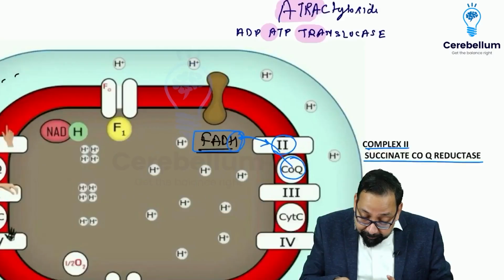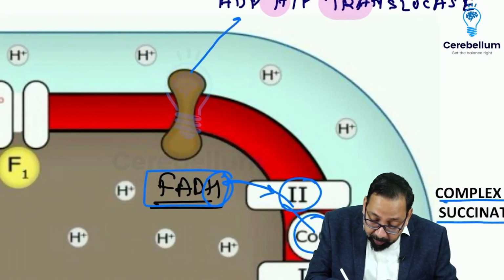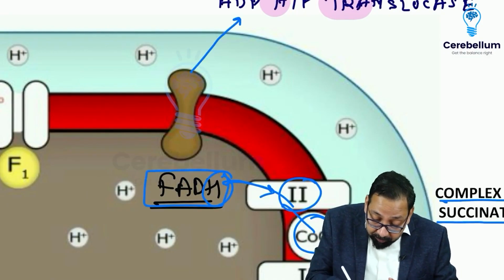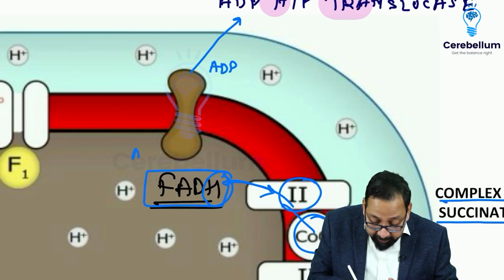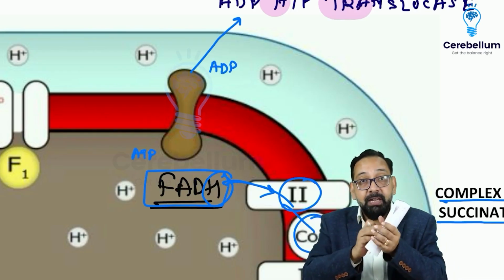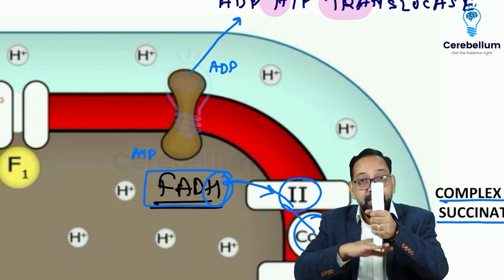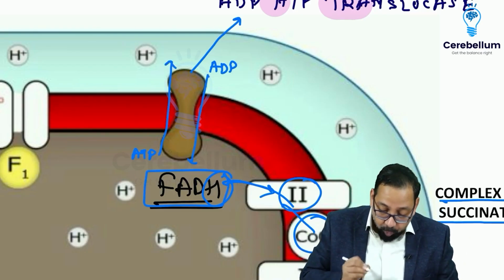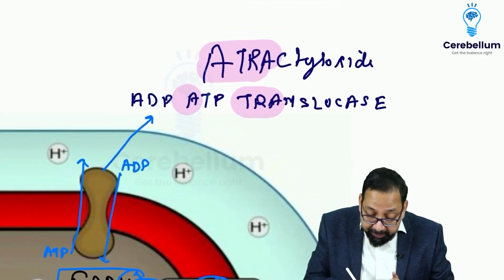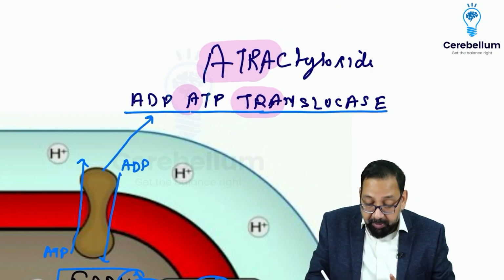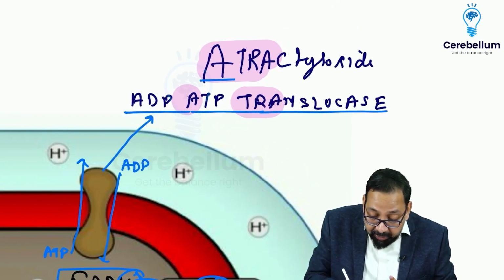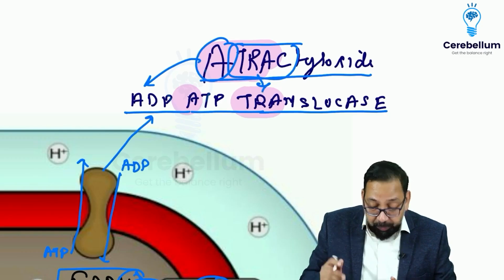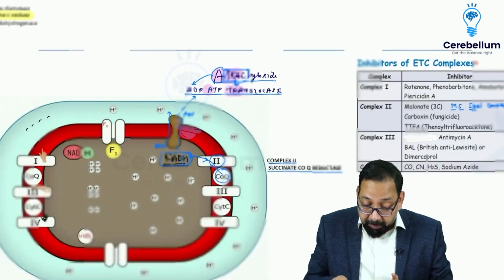This is ADP ATP translocase. What is the function? ADP binds at this site, ATP binds at this site. This rotates: ADP in, ATP out. So the question is asked that ADP ATP translocase is inhibited by, yes, the name itself tells you, atractyloside. A for ADP ATP, trac means translocase. ADP ATP translocase is inhibited by atractyloside.